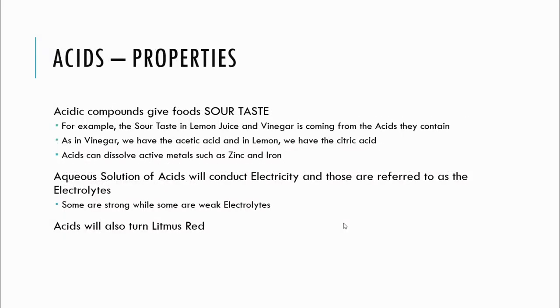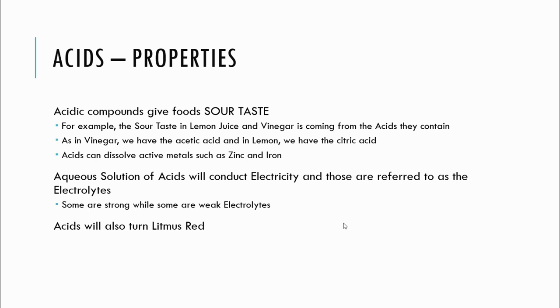Moving on. So the properties of acids, all these things are just something you should try and relate with. Acidic compounds give food a sour taste. That's number one thing you should know. For example, the sour taste in lemon juice and vinegar comes from the acid they contain. In vinegar we have acetic acid, and in lemon we have citric acid. So don't forget: lemon is citrus, so you have citric acid, while vinegar is acetic acid.